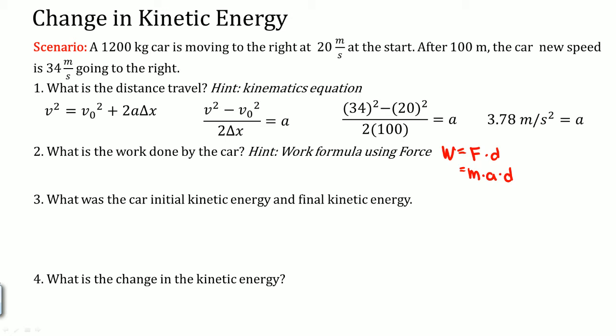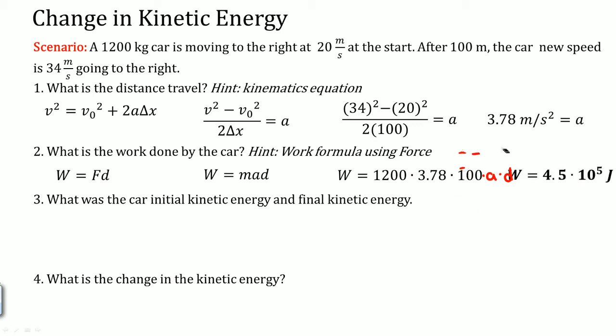This is the acceleration of the object. Why do you need the acceleration? Well, because you're going to plug it in. Work equals force times distance. Work is equal to mass times acceleration times distance, because that is what F is. Plug in the values and you get the numerical value of 4.5 times 10 to the 5th joules. This is the amount of work done by this car.